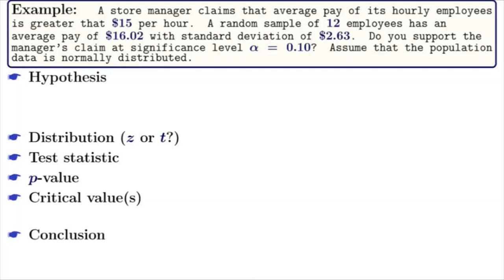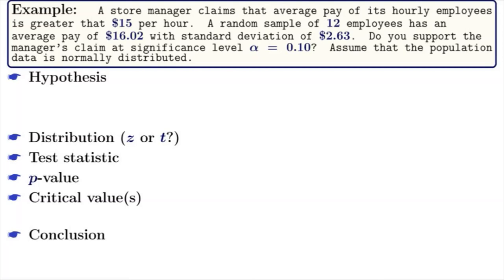In this video, we will work on this example. A store manager claims that average pay of its hourly employees is greater than $15 per hour. A random sample of 12 employees has an average pay of 16.02 with a standard deviation of 2.63. Do you support the manager's claim at significance level alpha equals 0.10? And we are assuming that the population data is normally distributed.